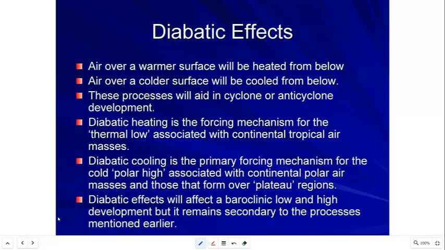Diabatic heating is the forcing mechanism for the thermal low associated with continental tropical air masses. So remember, there's thermal lows and then there's synoptic lows. A thermal low is just a broad area of warm temperature on the surface, which will correlate to a region of low pressure. Diabatic cooling is the primary forcing mechanism for the cold polar high associated with the continental polar air masses and/or Arctic air masses.